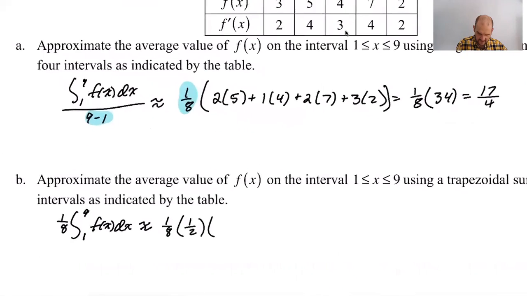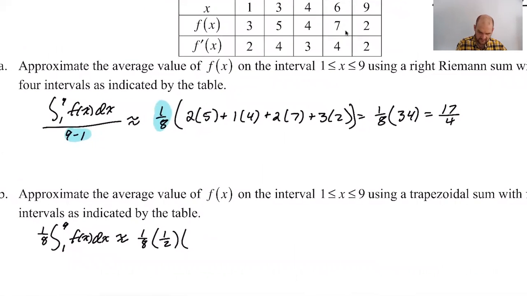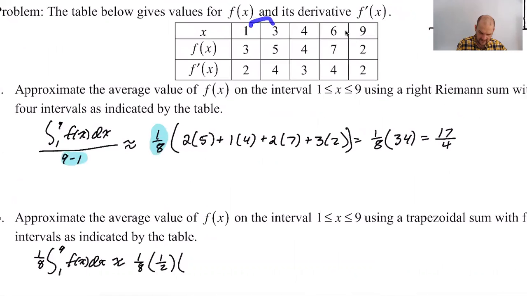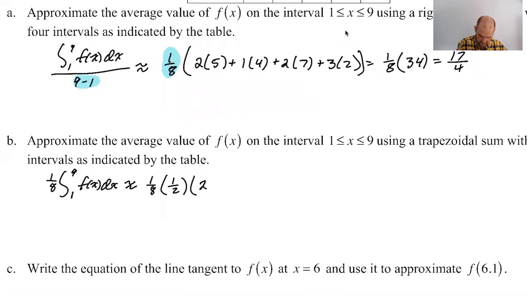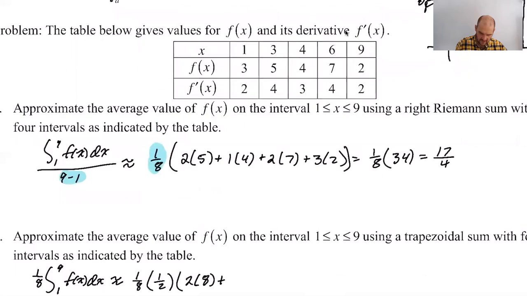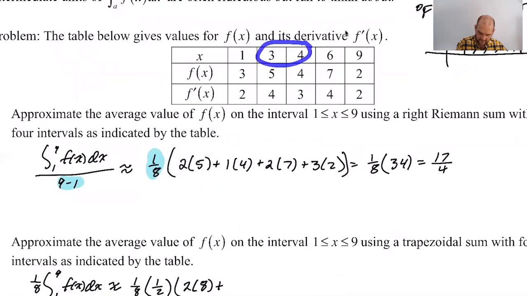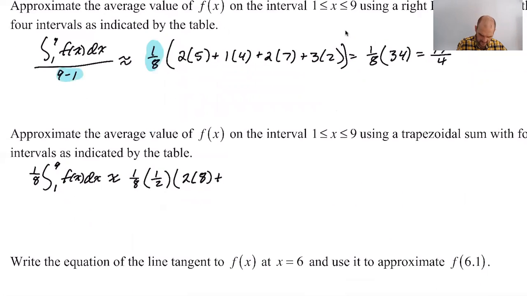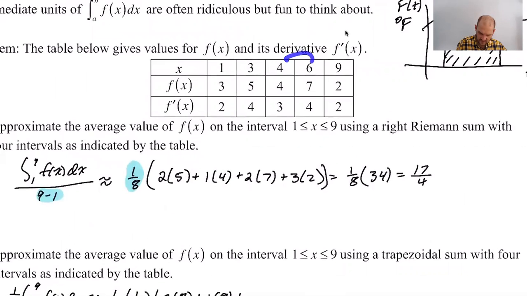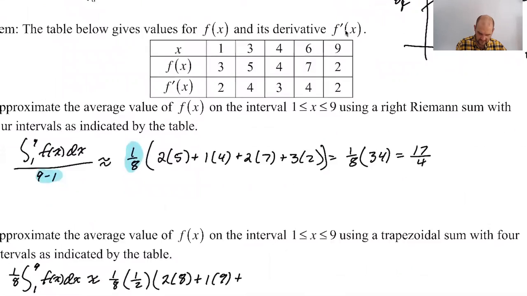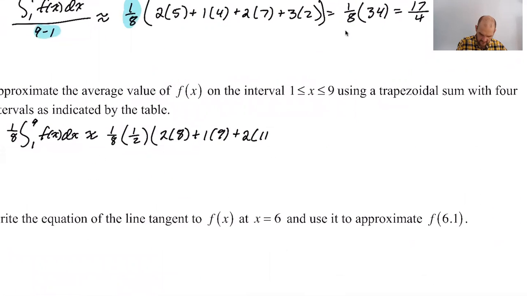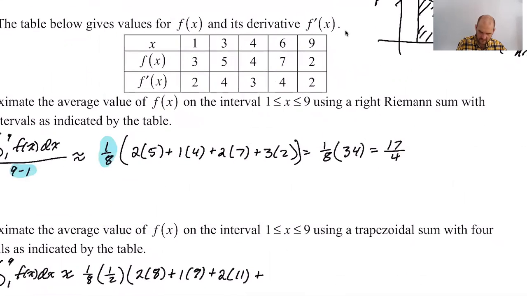And then let's see. So the first one, the height is 2, and then 3 plus 5. 2 times 3 plus 5, so 2 times 8. This is how I usually do these. And then it's going to be 1. So you go from 3 to 4 is 1, and then 5 plus 4, so 1 times 9. Plus, we go from 4 to 6 is 2, and then add those, and you get 11. 2 times 11. So 2 times 11 plus from 6 to 9 is 3 times, add those, you get 9.